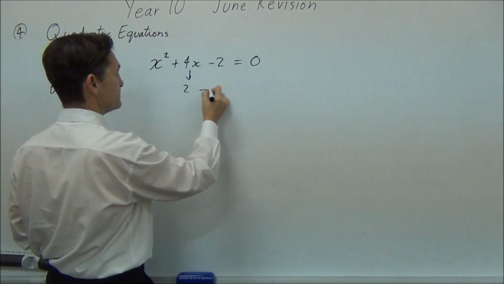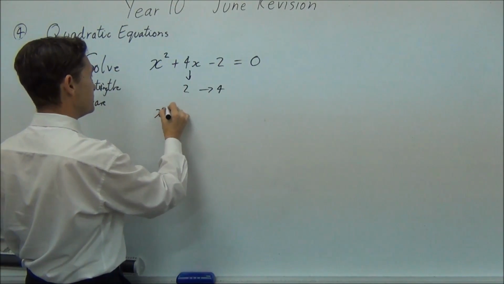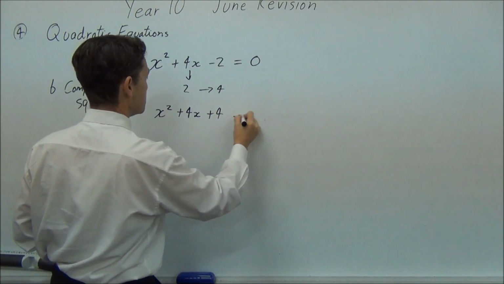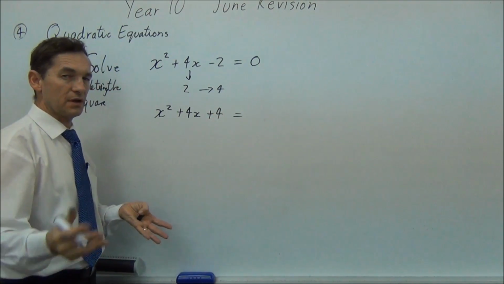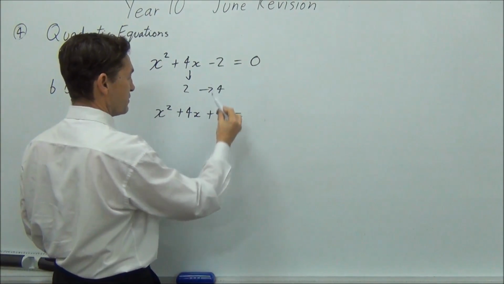2 times 2 is 4. So I want to put a 4 there, so let's just do that. x squared plus 4x plus 4 equals something. Now what have I done? You've got to think, I've just changed that number into that number.